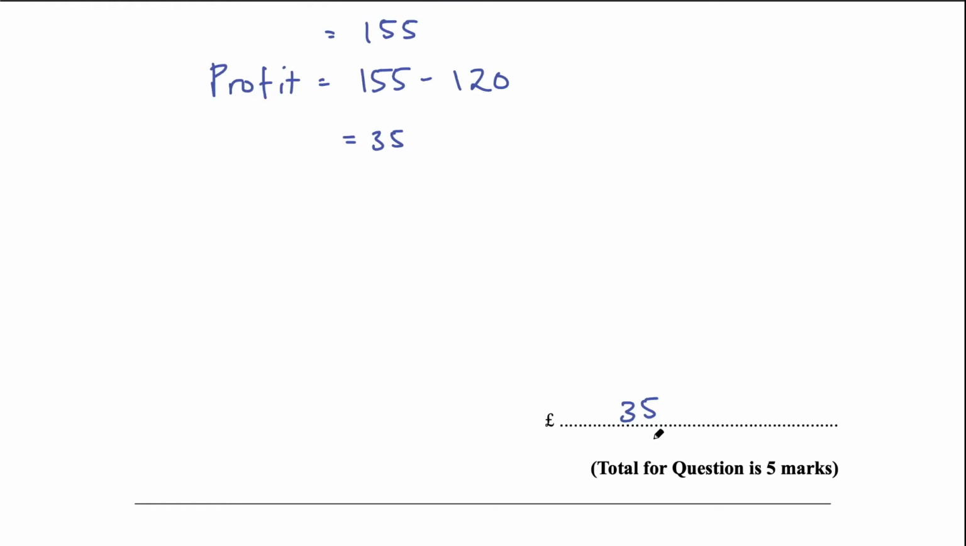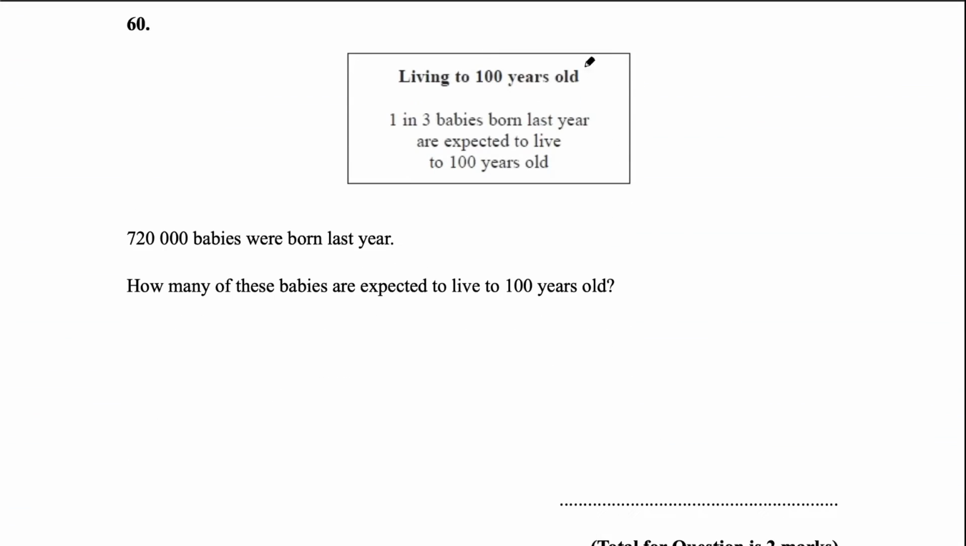Hopefully that was worth his effort. That question was 5 marks. Question 60 says, living to 100 years old. 1 in 3 babies born last year are expected to live to 100 years old. 720,000 babies were born last year. How many of these babies are expected to live to 100 years old?